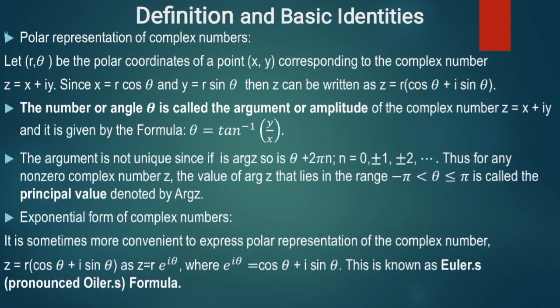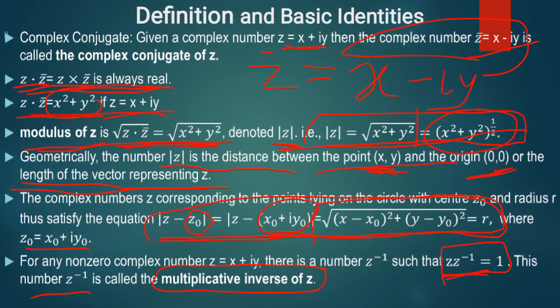More information you need to know is that complex numbers can be represented in a polar form. So that's why we're taking the polar representation of complex numbers. Now we know that every complex number corresponds to a point lying on a circle with center z0 and radius r.